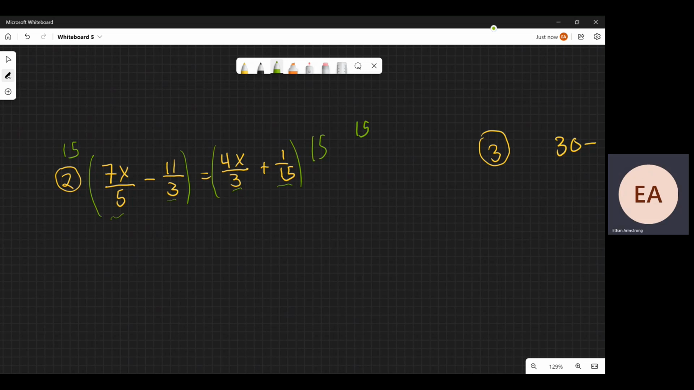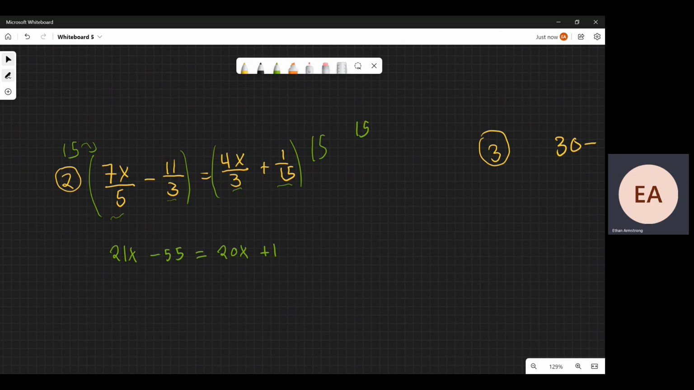For this one, we could just put it into our calculator. So we'd have 15 times 7 divided by 5, which gives us 21x. Then 15 times negative 11 divided by 3 is negative 55. And then 4 times 15 divided by 3 equals 20x. And then 15 times 1 over 15 just equals 1.